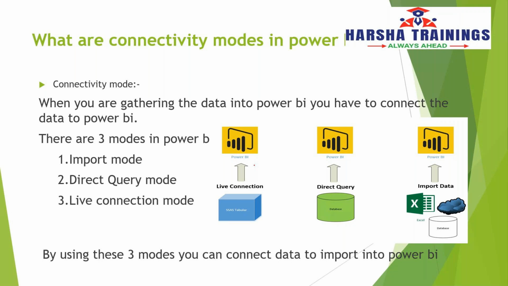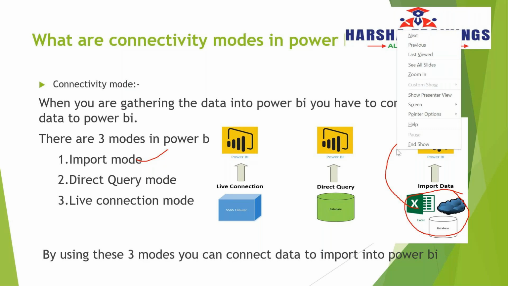Right, clear? Whenever you choose the import connectivity mode to get the data into Power BI, whatever data is available in the data source, the entire data, the tables and the columns, every selected column and table, will be inside Power BI. Whenever you connect the data with import mode and pull the data to Power BI from the data source, you are almost copying the data into Power BI. Is it clear? Did you get it?